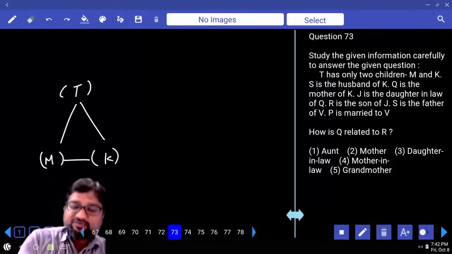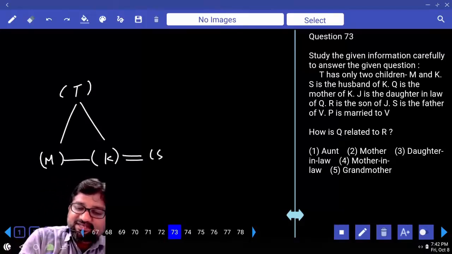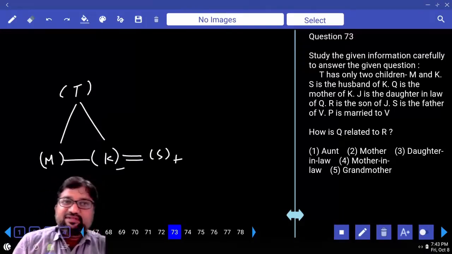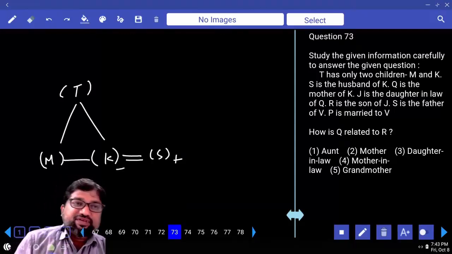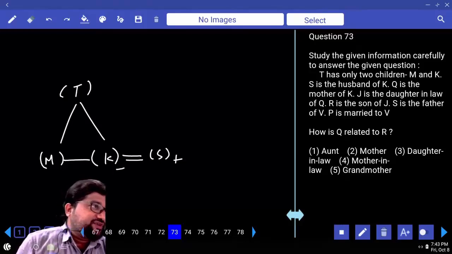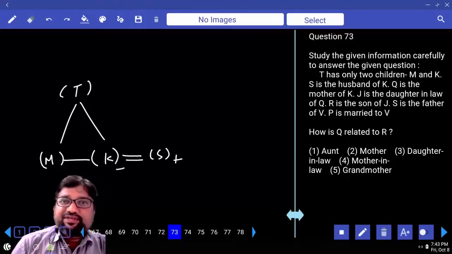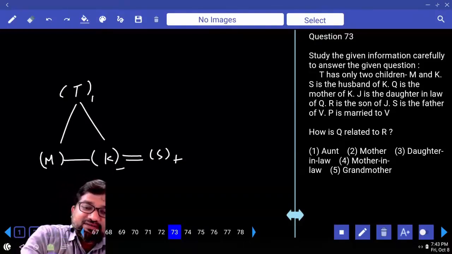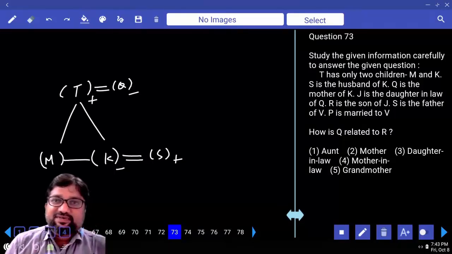S is the husband of K. When he says S is the husband, the gender of K is female. Next, Q is the mother of K. Look at this. He says Q is the mother of K. Then automatically, what about T? Father of K. So Q is the mother of K, then T is the father of K.